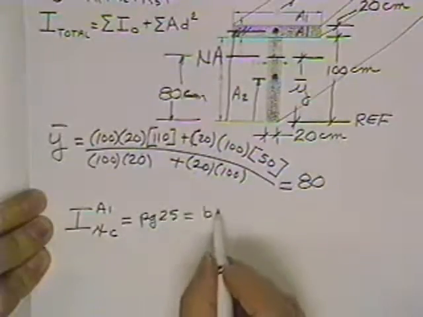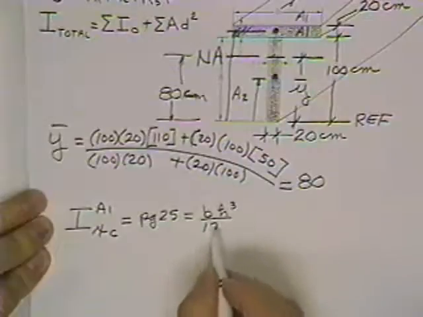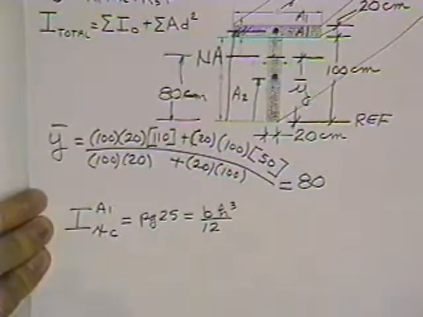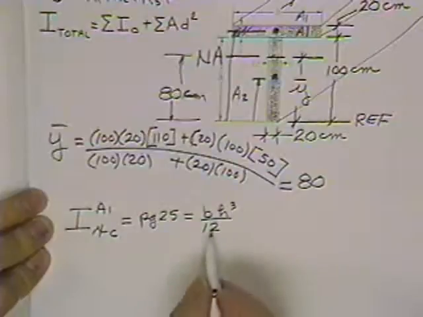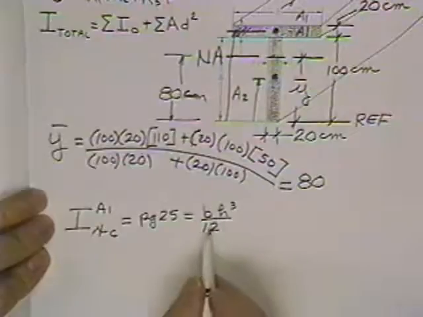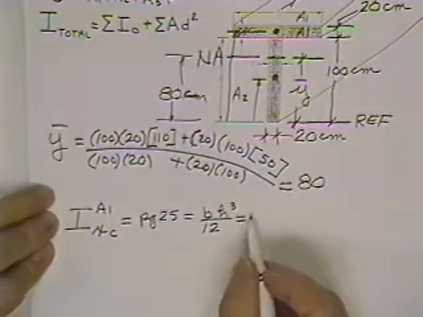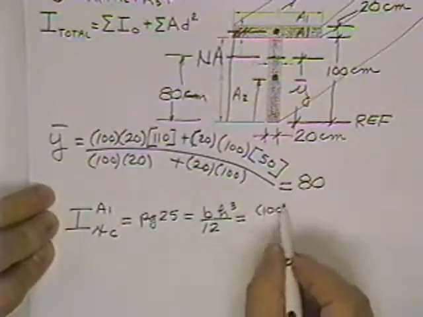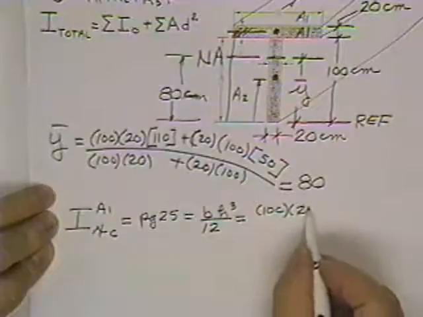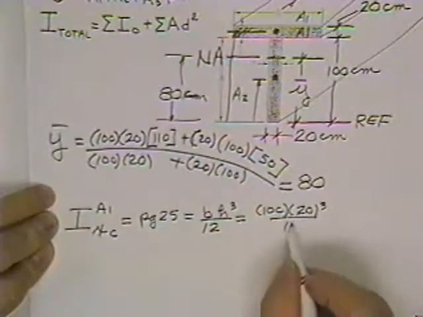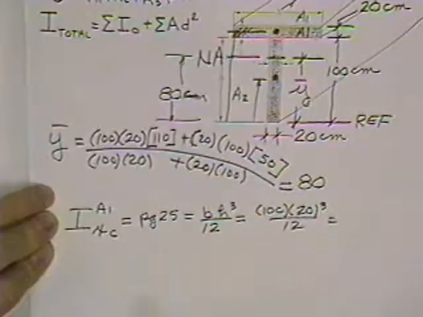It is listed as the base of the item times the height of the item cubed divided by 12. If it was a triangle, it would be base times height cubed over 36. So you have to look and see what the moment of inertia of the piece is, just because it's there. In our case, area 1 has a base of 100 and a height of 20, cubed, divided by 12. That's how much moment of inertia the top piece has just because it's there.